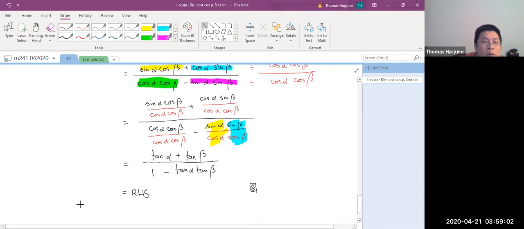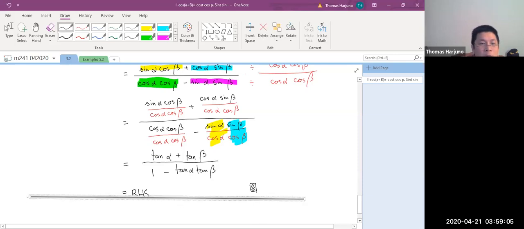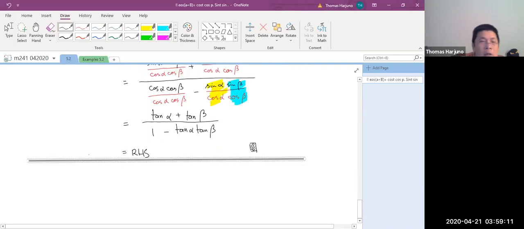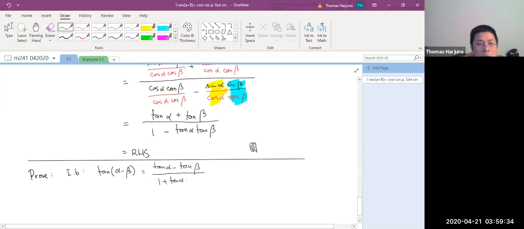Now let's prove the last one, which is something I expect you to know how to prove already. You are just playing with the notation. Proof 1/6: tangent of alpha minus beta equals tangent alpha minus tangent beta over 1 plus tangent alpha tangent beta. Let me give you 3 minutes to prove that.